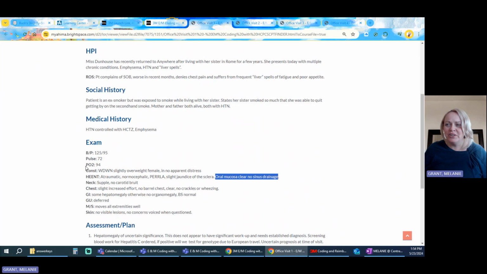And you'll notice that they're going kind of from overall head downwards. So your next one being the neck, and this would be the feeling of the neck. They're saying it's supple, so it's palpable. There's no carotid bruit. The chest has a slight increased effort. There's no barrel chest. It's clear, no crackles or wheezing.